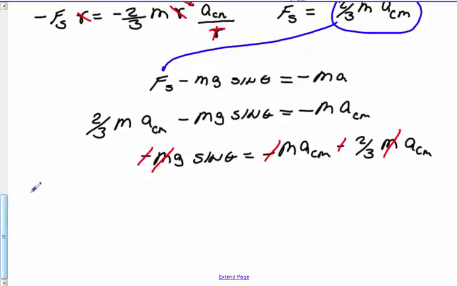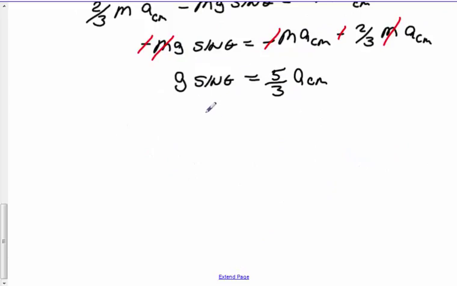I will add this side over here together, and I'm going to get g times the sine of theta. So I got m times acceleration of center of mass plus 2/3. That's going to give me 5/3. So 5/3 the acceleration of center of mass. Move the 5/3 to the other side, so we'll multiply by the inverse, and we will get 3/5 times g times the sine of theta is equal to the acceleration of my center of mass.